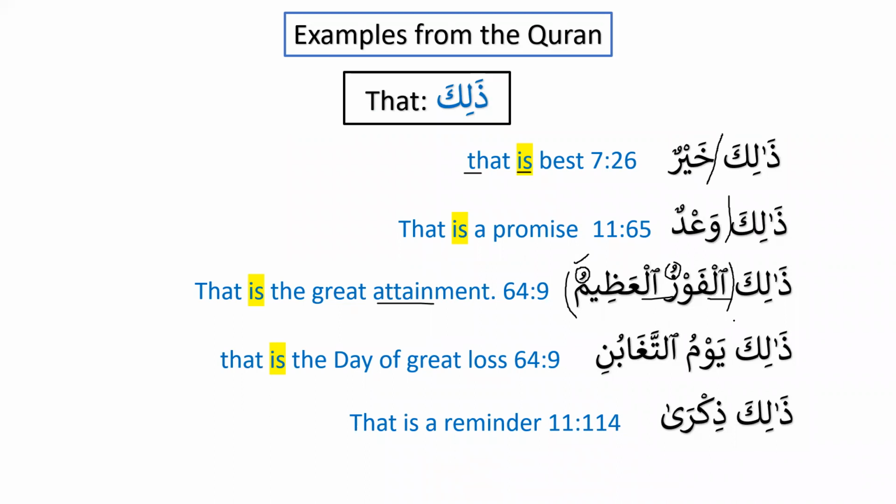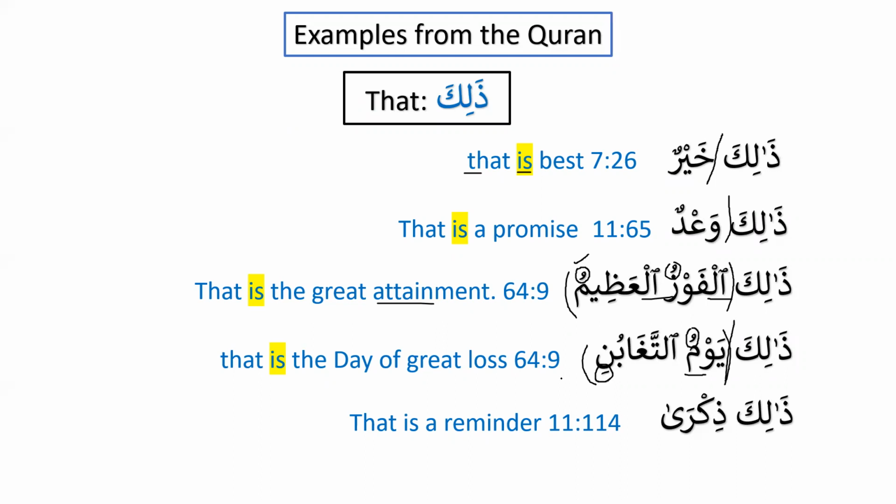The second one, we have dhalika yawmut taghabun. So we have yawmu, it is marfu'. And then here, this is a second construction where we can see that the first noun is light and the other noun has kasra. So these are the small chunks of language, as I said, and inshallah, with the passage of time, we will learn.